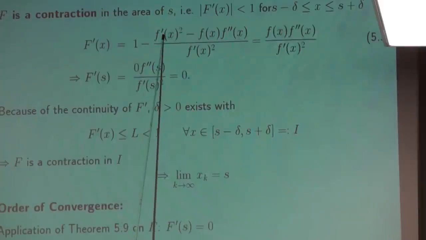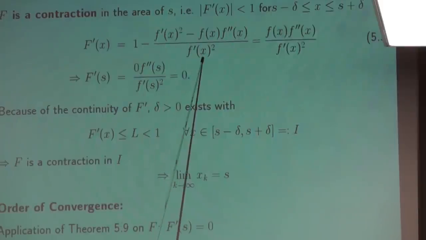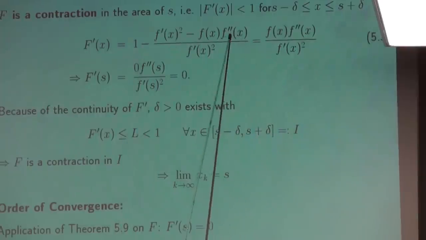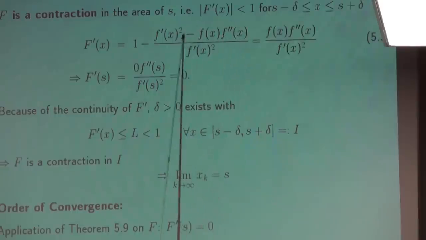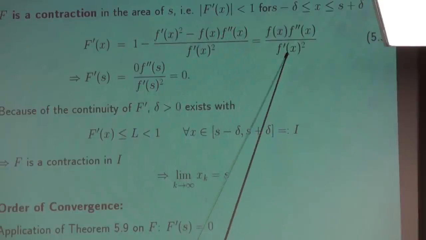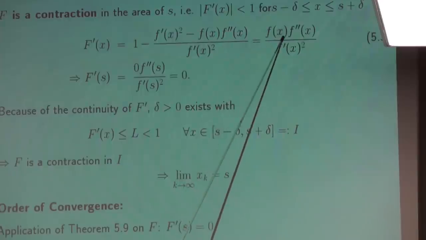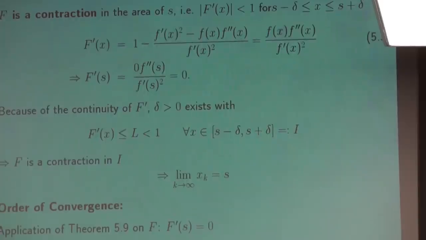And you see here that this cancels out, and together with the one here, this term remains. That's what we get. And now if we replace x by s, we get f of s, which is zero here, and the whole thing becomes zero. So the first derivative of capital F at the fixed point is zero. That's what we have already proven.